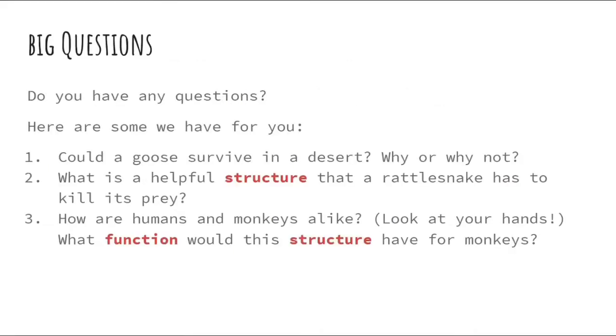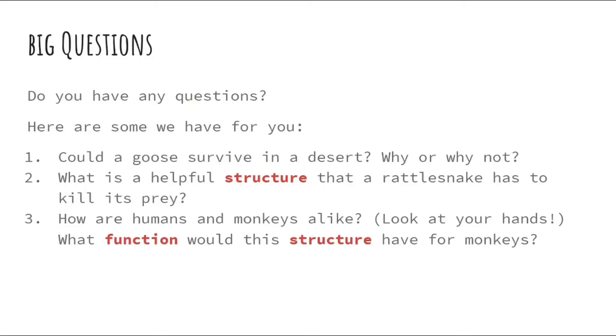Now, do y'all have any questions? Here are some we have for you. The first one, could a goose survive in a desert? Why or why not? Number 2, what is a helpful structure that a rattlesnake has to kill its prey? Number 3, how are humans and monkeys alike? Look at your hands. What functions would this structure have for monkeys? Take a few minutes to answer the questions. You can pause the video.